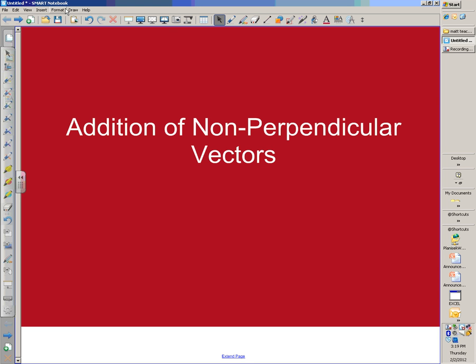Today, what we want to do is take it one step further, because we're not always going to end up with vectors that are perpendicular to one another. So we have to figure out a way to find the resultant vector, or add vectors, that are not perpendicular to one another. And that's where we're going to go today.